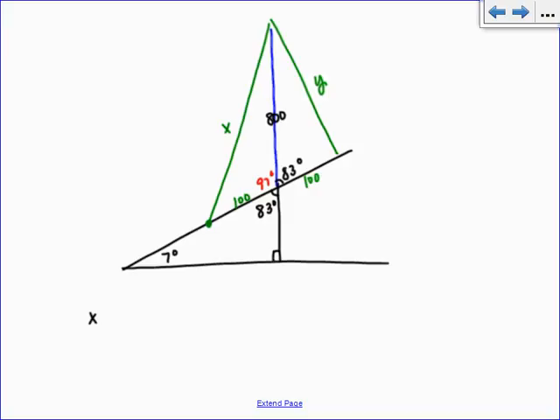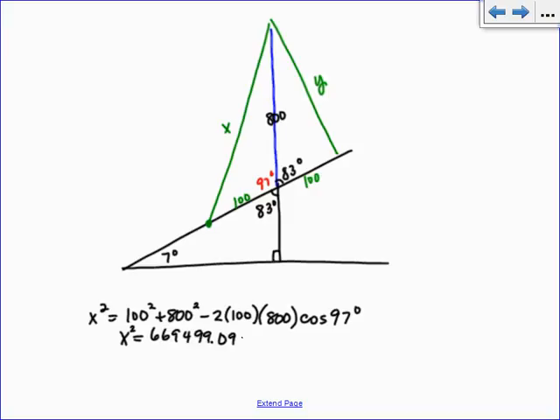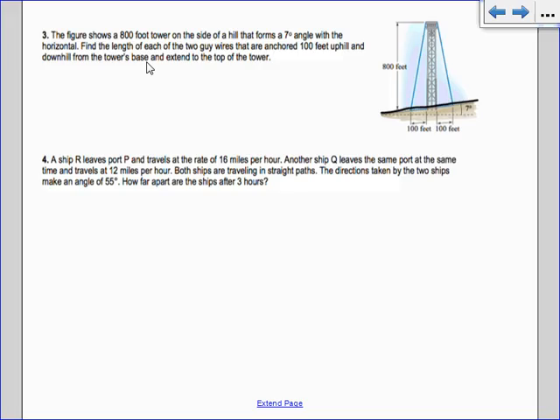So in order to find x, I say x squared is equal to 100 squared plus 800 squared minus 2 times 100 times 800 cosine of the angle, which was 97 degrees. So when we do that, we get x squared equals 669,499.0949. So x equals 818.229. So that's how long the first one is. I think it was feet, right? Let me look. Yes, feet.